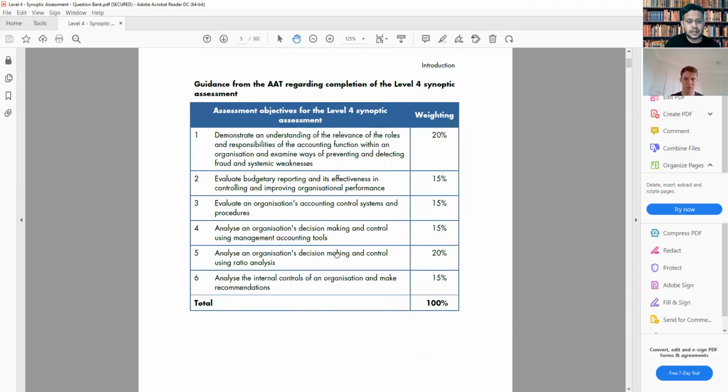And also we have a little breakdown of how many questions will come from which area. So you can see here the first question. This is to demonstrate an understanding of the relevance of the role and responsibility of the accounting function within an organization, and examine ways of preventing and detecting fraud and systematic weakness. So this question will give you 20 marks. So 20 marks will come from question number 1. So questions 1 and 5 will be our main target. So these are the 2 questions you can always start with.